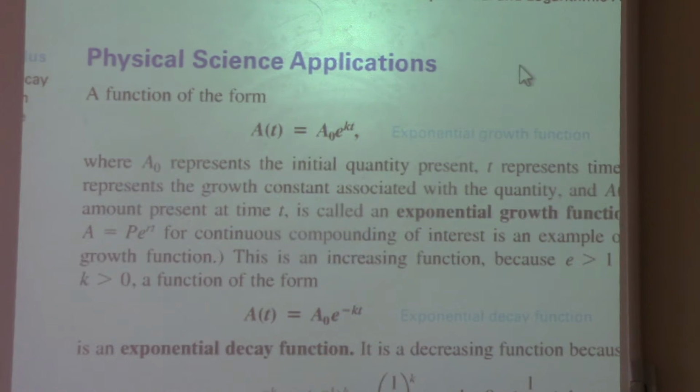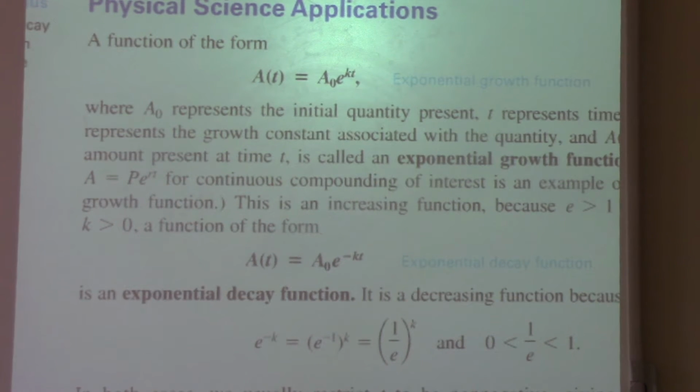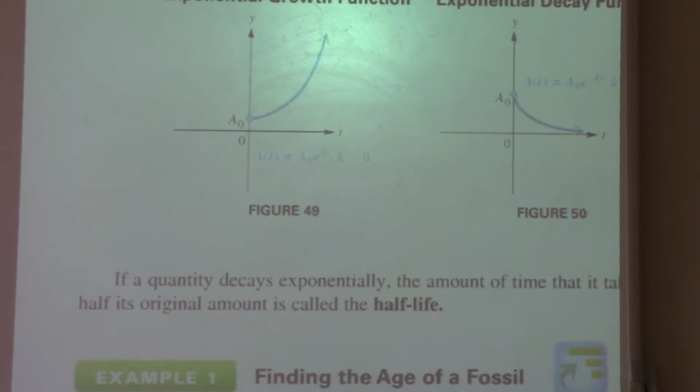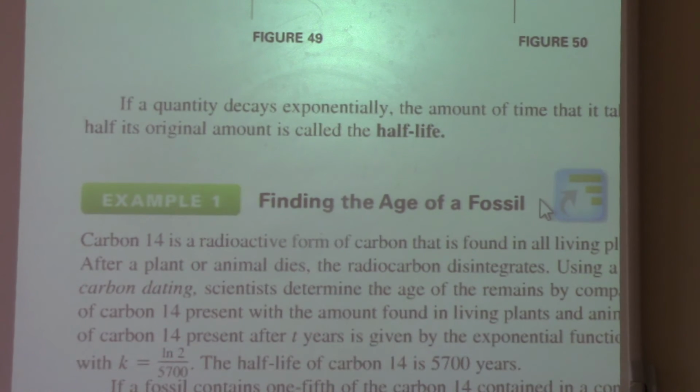Have you ever heard of the term half-life? Half-life is negative, that's your decay. Usually we're talking about radioactive material. Half-life is defined as the amount of time that it takes for half of a substance to decay. Finding the age of a fossil is called carbon dating, and this is the type of question you'll see on a standardized test, whether it's the SAT or another, for some reason they love putting these on those tests.